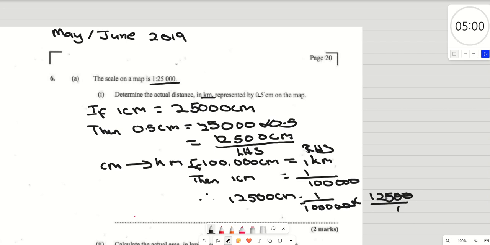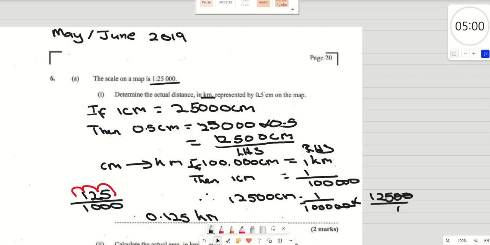Cross out that, cross out that. So you're going to get 125 over 1,000. When you divide by 1,000, you take a decimal point, which is at the end of every number unless stated otherwise, and shift it. How many zeros? We have 3, so you're going to shift this 3 places. 1, 2, 3. So your answer for this would be 0.125 kilometers, and that is how you would do this question.